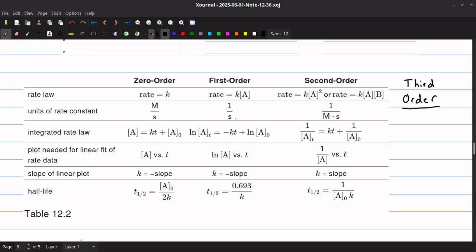This trend would continue. So to go from here to here, we divided by molarity. To go from here to here, we divided by molarity. So the one for the third order would be 1 over molarity squared times seconds. And if we did have a fourth order, which now we're just kind of getting silly, right? The unit for that would be 1 over molarity cubed times seconds.